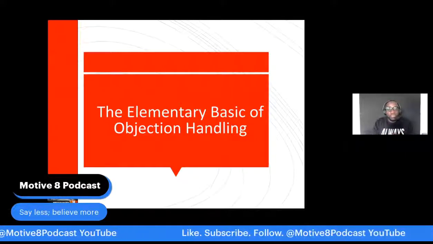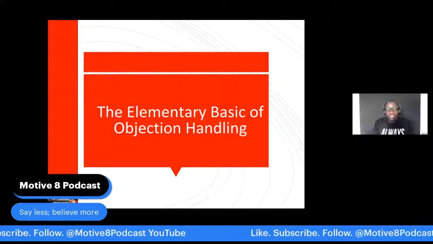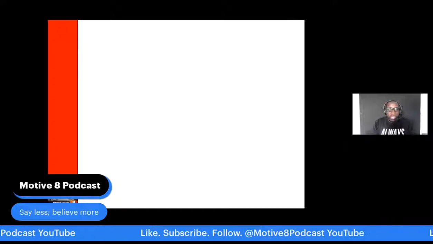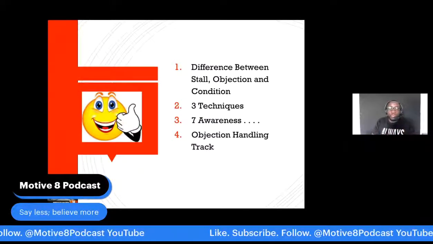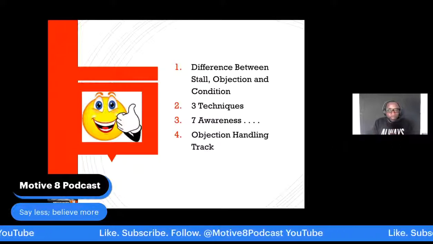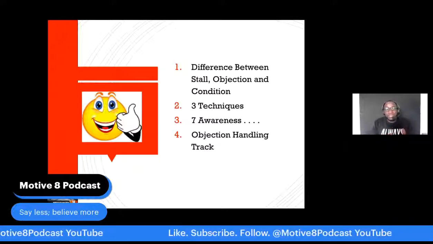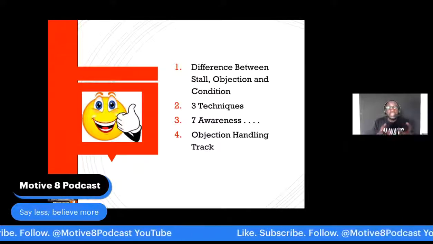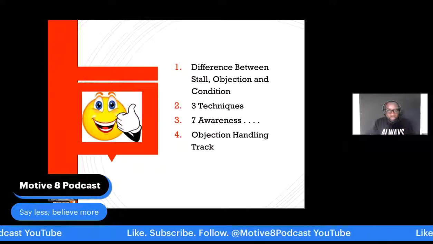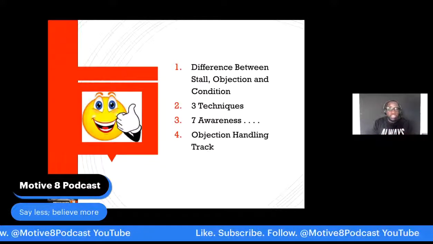So let's get started with the elementary of objection handling, and let me share a couple of the key things that we'll be covering during this series. Number one, the difference between a stall, an objection, and a condition. What's the difference between a stall, an objection, and a condition? The second thing we want to do is talk about the three techniques, different approaches.